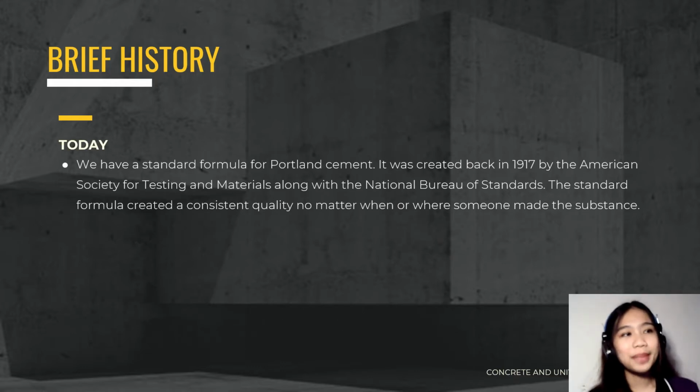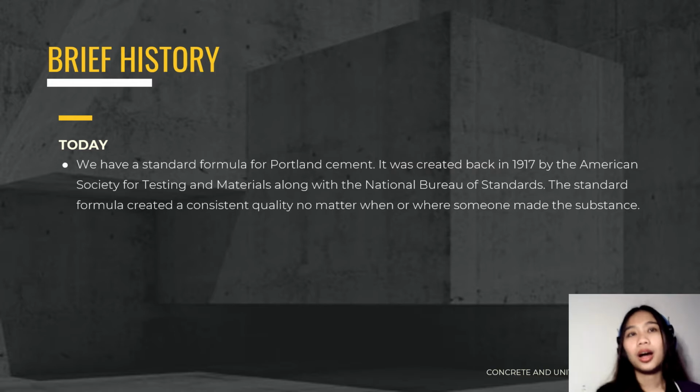So, today naman, nagkaroon na tayo ng mga standard formula for Portland cement. So, ang Portland cement talaga ay isa sa pinaka-importanteng composition ng isang concrete. So, way back 1917 nga, yung American Society for Testing Materials or ASTM, kasama ng National Bureau of Standards, minake sure nila that yung standard formula ay nasusunod para na rin sa quality ng substance.